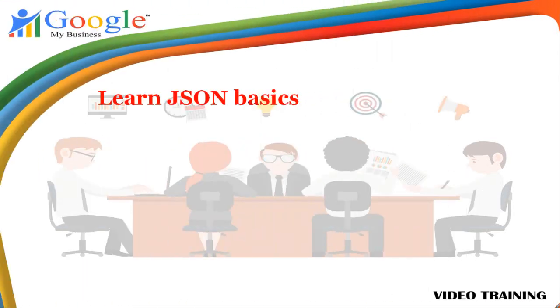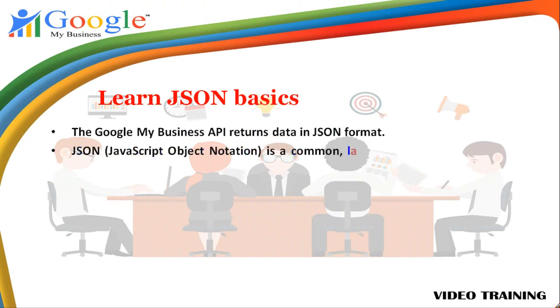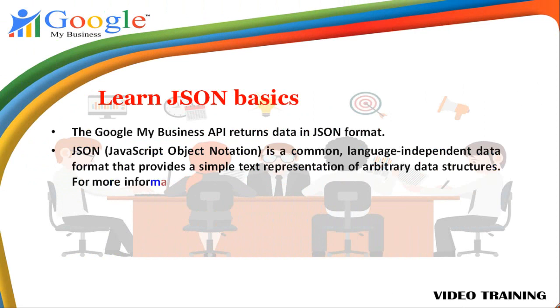Learn JSON basics. The Google My Business API returns data in JSON format. JSON, JavaScript Object Notation, is a common language-independent data format that provides a simple text representation of arbitrary data structures. For more information, see json.org.